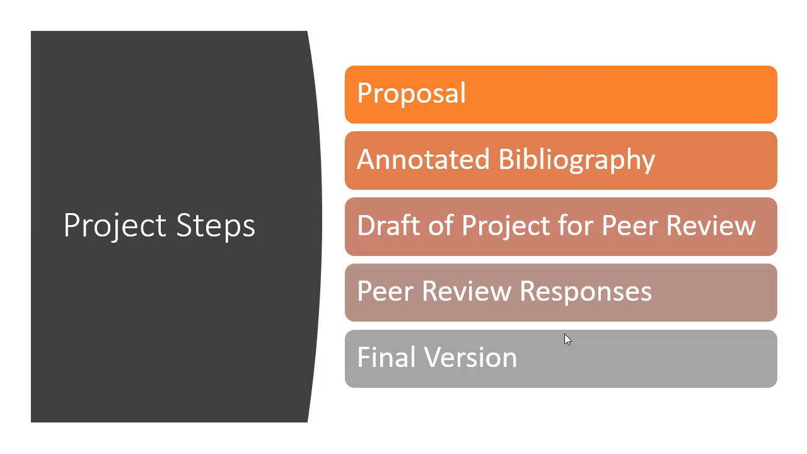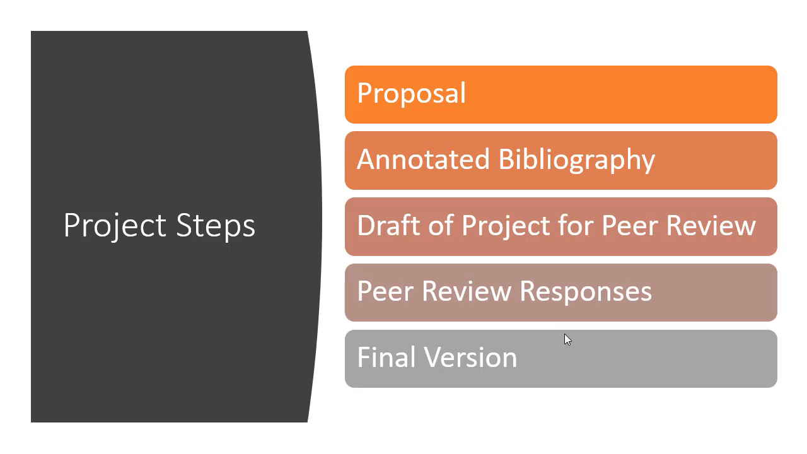So our main project steps are the proposal, the annotated bibliography, a peer-reviewed draft, peer-reviewed responses, and then a final version. So this first step will be the proposal, and your main goal here is just to outline a project that is compelling and interesting and convince me that you can carry it out. The proposal is also going to be a good stage for us to discuss what your project can be so that we can really make sure that you have a solid conception for it at the outset.